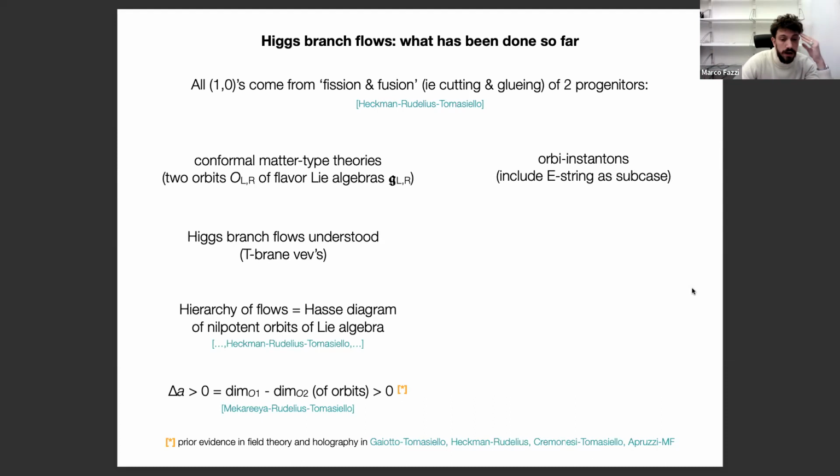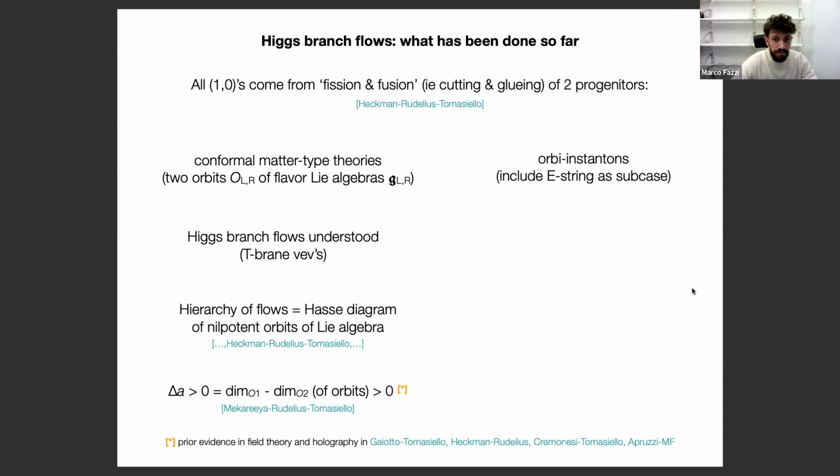So you're transitioning from one nilpotent orbit to one below in the Hasse diagram. And roughly speaking, the anomaly is related to the dimension of these. Taking the difference, again roughly speaking, you can prove this difference is positive if the orbits are ordered along the Hasse diagram as they are. So you can prove the a-theorem.